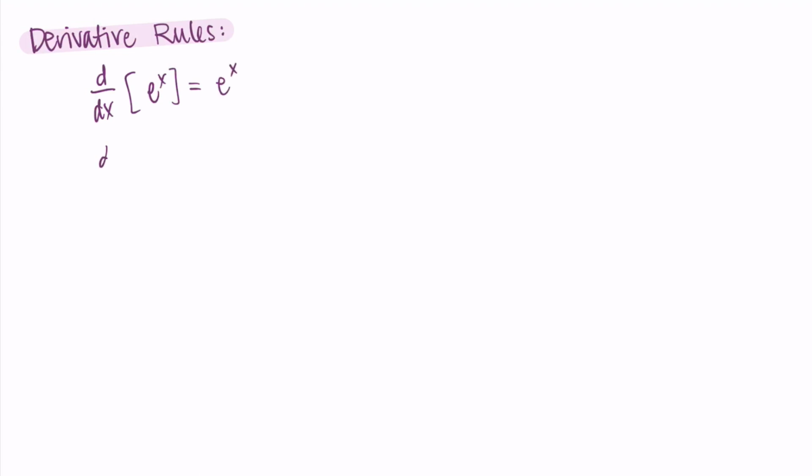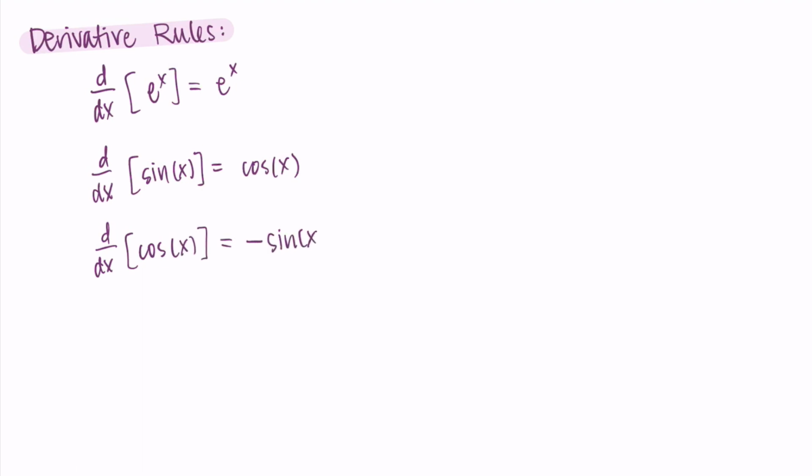So the first derivative rule we have is that the derivative of e to the x is itself, it's e to the x. Then we have that the derivative of sine is cosine. We have the derivative of cosine is negative sine. And then lastly, we have that the derivative of tangent is secant squared.